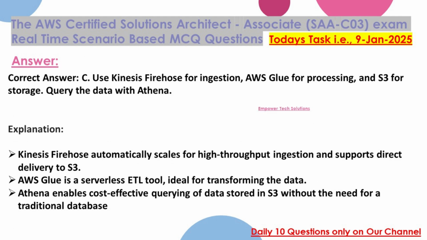Correct answer: C. Use Kinesis Firehose for ingestion, AWS Glue for processing, and S3 for storage. Query the data with Athena. Explanation: Kinesis Firehose automatically scales for high-throughput ingestion and supports direct delivery to S3. AWS Glue is a serverless ETL tool, ideal for transforming the data. Athena enables cost-effective querying of data stored in S3 without the need for a traditional database.